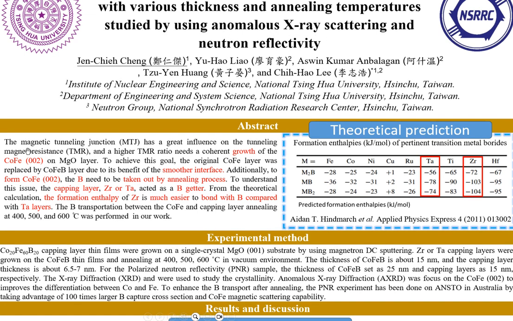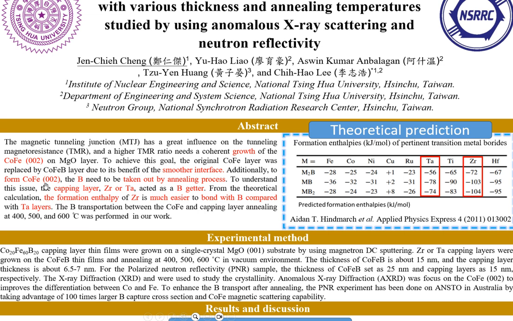In the field of MRAM, the MTJ structure has a great influence on the TMR ratio. To have a better TMR ratio, we need to coherently grow the cobalt-iron BCC crystalline phase on the MgO layer. To achieve this goal, originally we used a cobalt-iron layer, but we replaced the cobalt-iron with cobalt-iron-boron. With the boron added in, it will have a better and smoother interface, so it will have a better TMR ratio.